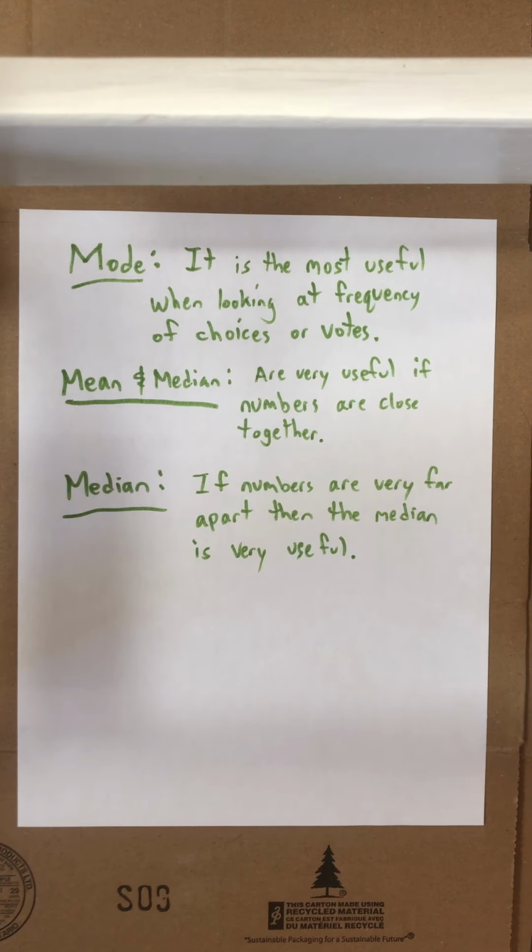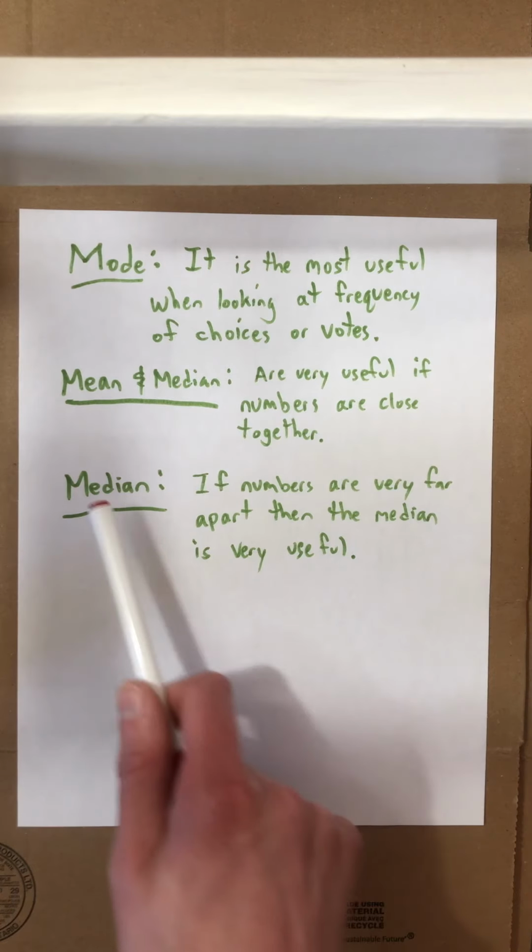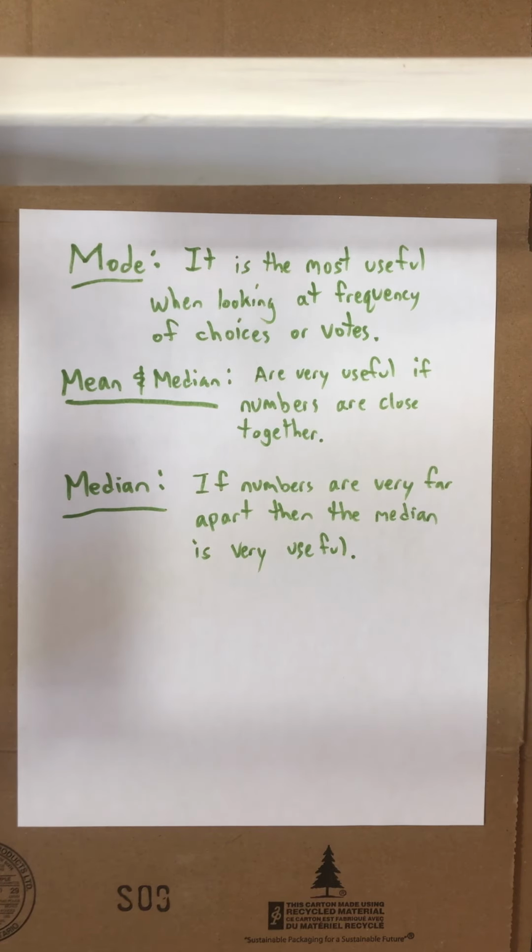Mean, which is the average when you add them all up and divide by how much there is, and median, which is the middle number when you put them in order, are really useful if the numbers are close together. They often do get different answers, but they're both useful, and it's often good to know both of those things. Median, again, is the middle if you put them all in order.